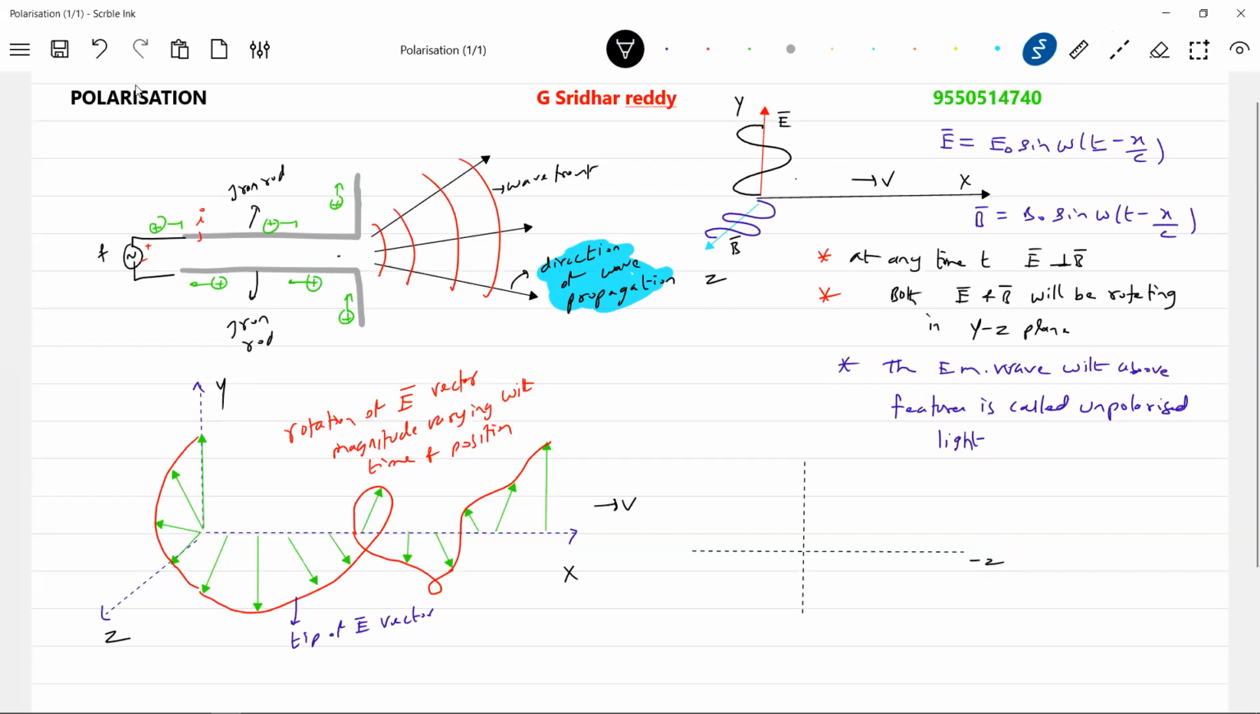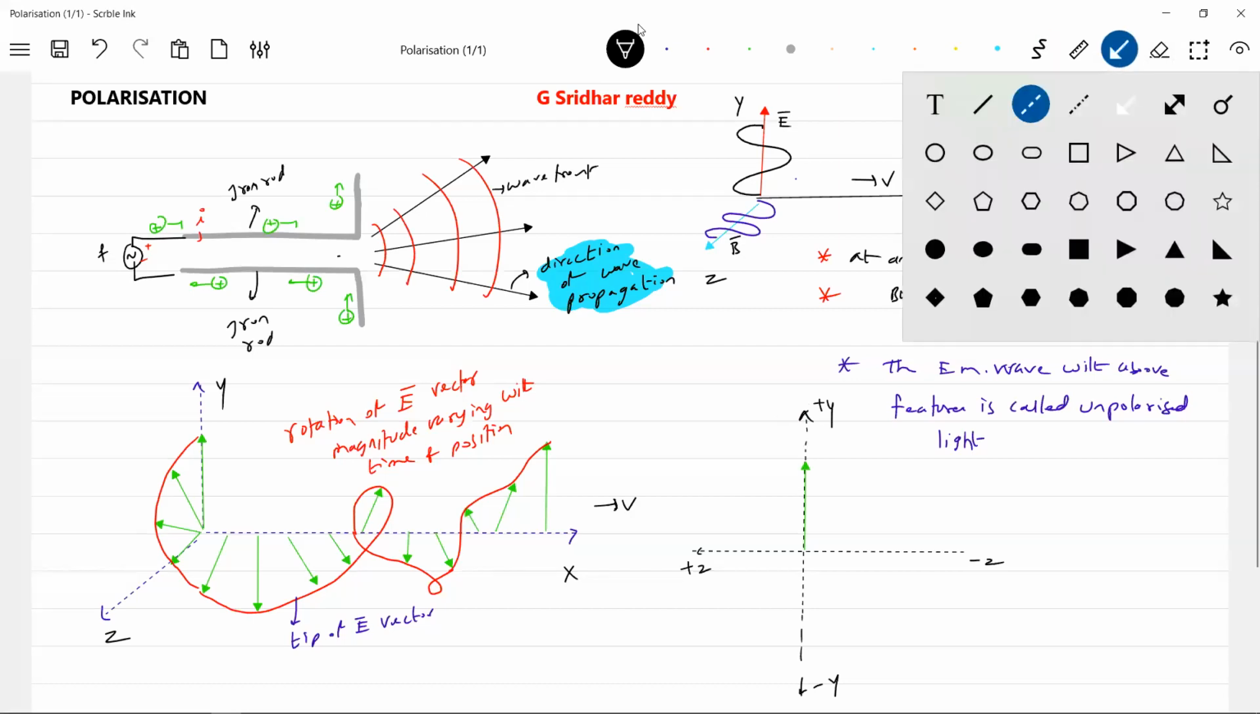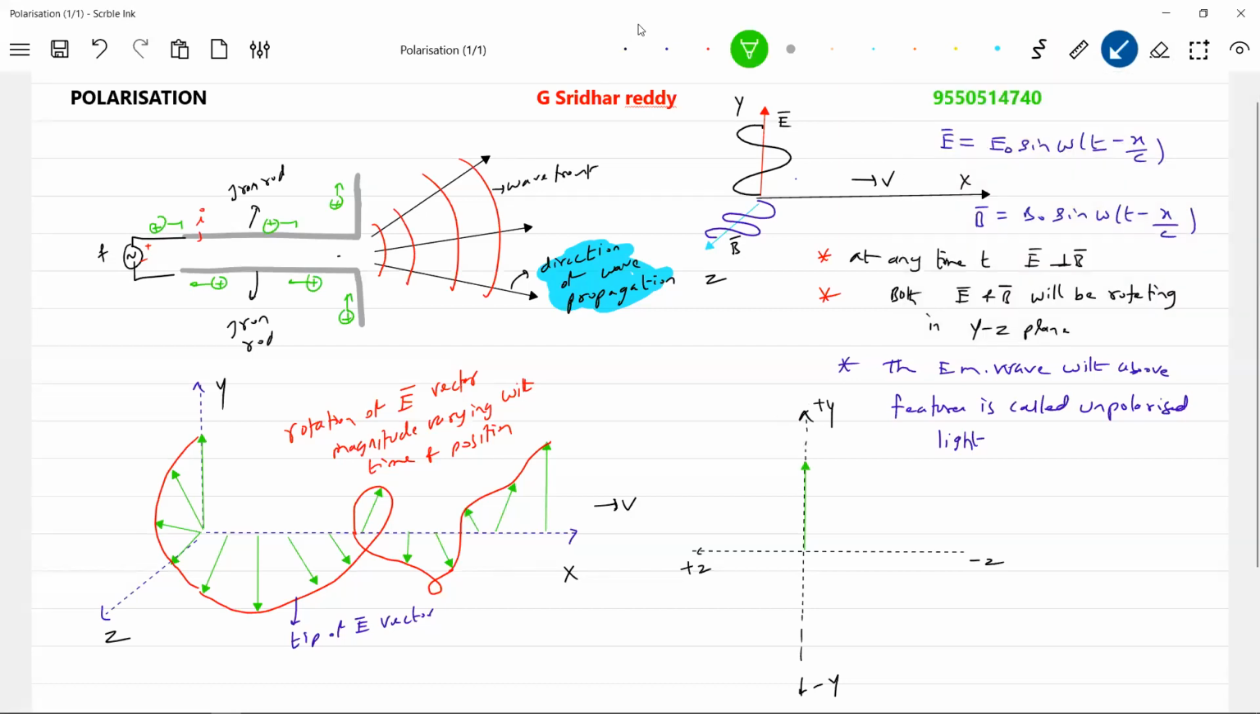If you look at this, this is the minus z axis, positive z axis, positive y axis, negative y axis. So initially, where was the E bar vector? It was here, no? It was here. This is a dotted line. Okay, come for this. After some time, it will have maximum amplitude. Let me take this one.